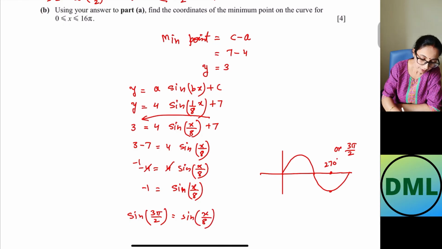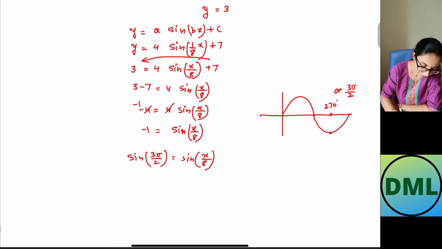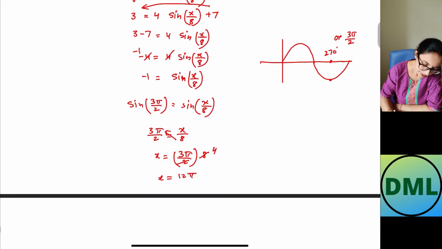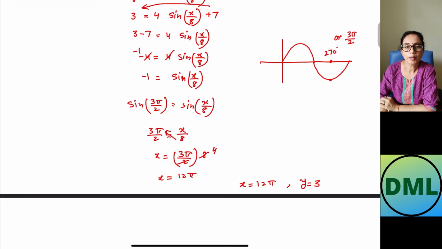I can compare now inside the sine values. Then both are equal. Let's put them equal. 3 pi by 2 is equal to x by 8. Let's do the cross multiplication on this side. So x will be given by 3 pi by 2 multiplied by 8. 2 will get cancelled from 8 and it will be 4 here. So x is equal to 12 pi. The value for x is given by 12 pi and the value for y is given by 3. That will be your minimum point.